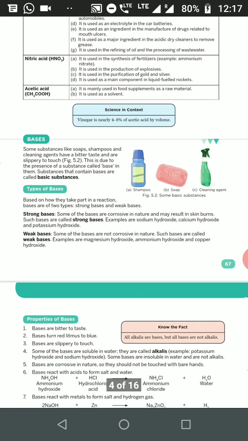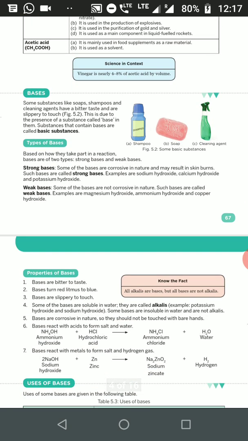Next, properties. Bases are bitter in taste. Bases turn red litmus to blue. Bases are slippery to touch. Some bases which are soluble in water are called alkalis. So what are alkalis? The bases which are soluble in water are called alkalis. Some bases are insoluble in water and they are not alkalis.